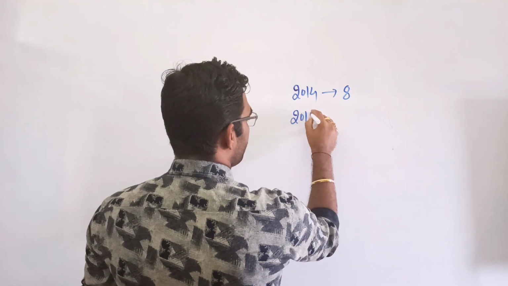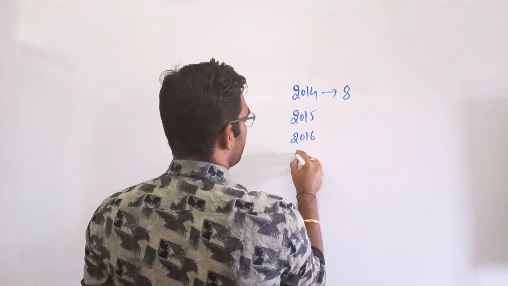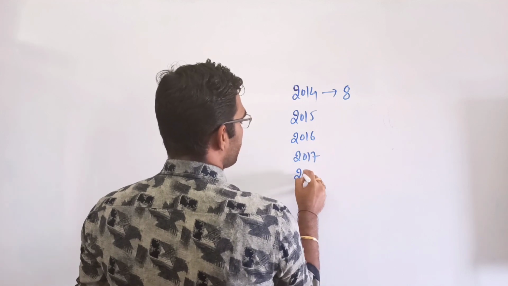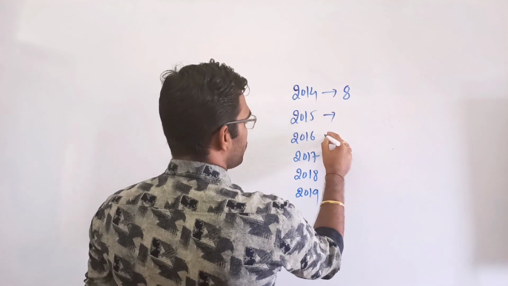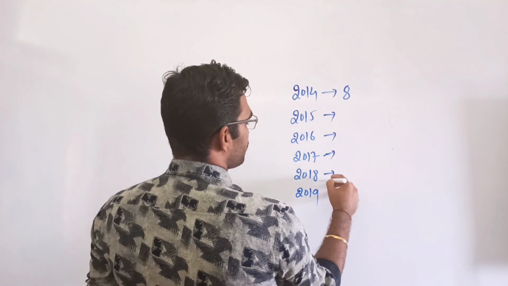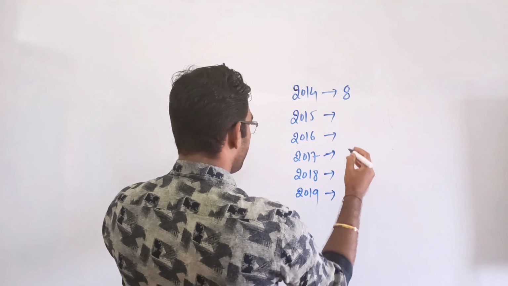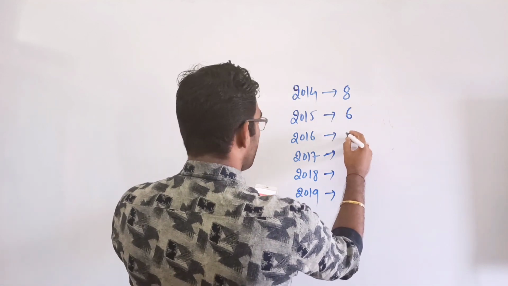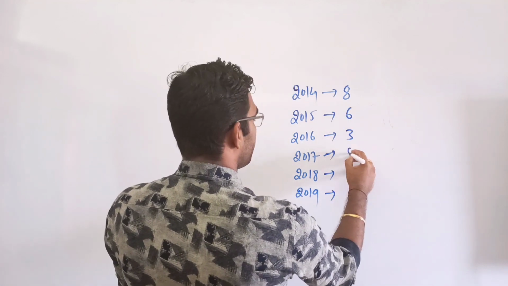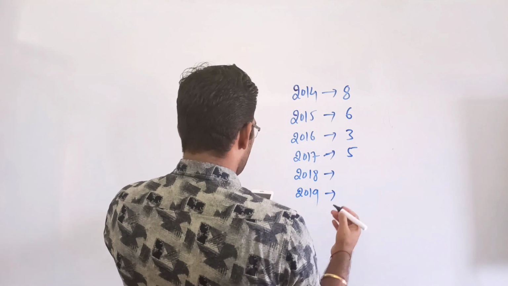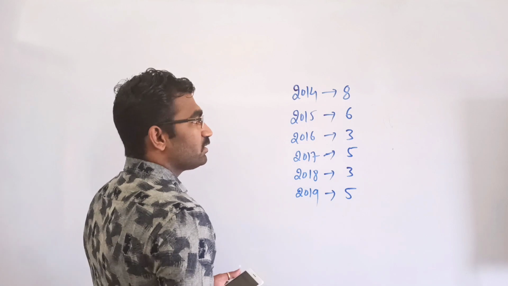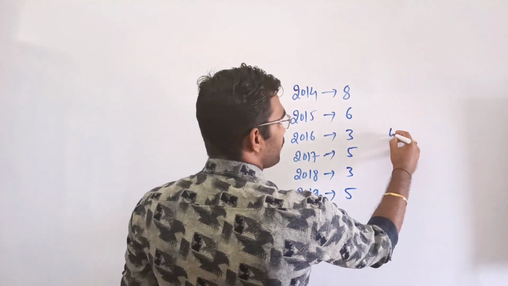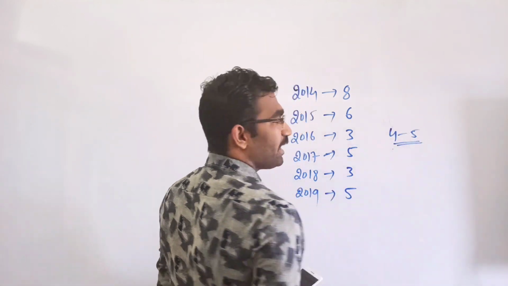In 2015, 2016, 2017, 2018, 2019. If you go through there, in 2014 there were 8 questions, in 2015 6 questions, in 2016 3 questions, in 2017 5 questions, in 2018 3 questions, in 2019 again 5 questions. So on an average, 4 to 5 questions will be asked.